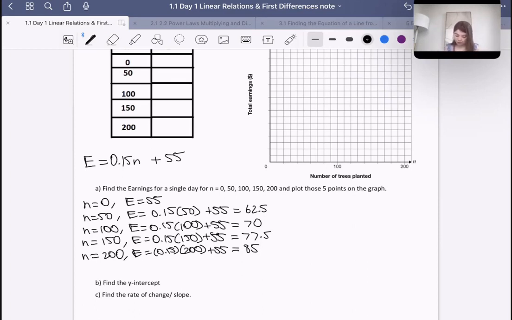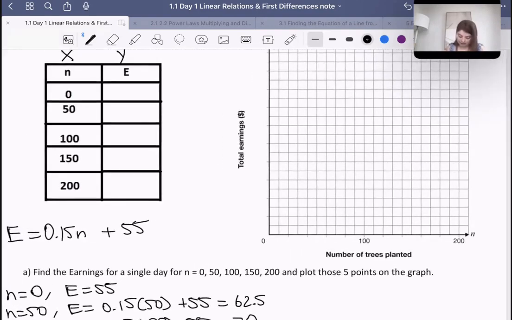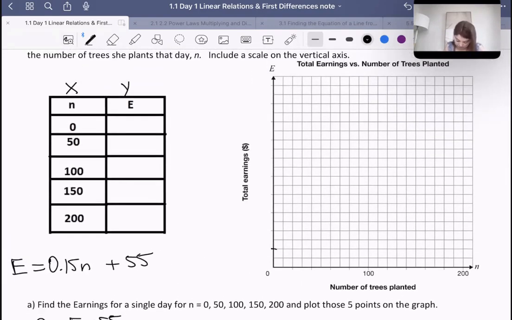So let's talk about how we might approach this scale. Like, how do we know what scale to make it, basically? Well, we know that E starts at 55, and E ends at 85 in terms of the values we have. So we need a scale that's going to get all the way up to 85. So if we do maybe 10, 20, 30, 40, 50, 60, 70, 80, and a 90 there, then we have a good scale that's in tens, which are easy to work with.